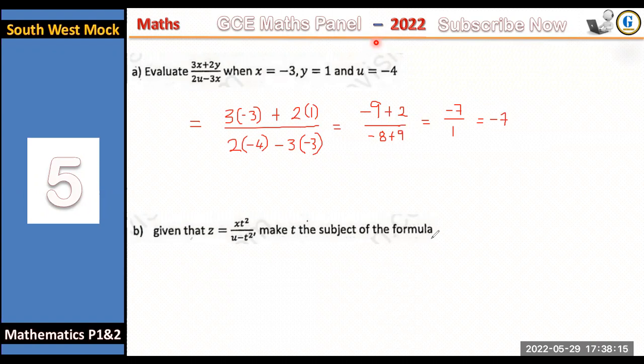Now B, given that z equals (x t squared) all over (u minus t squared), make t the subject of the formula. Oh, this one is sweet. So we start by cross multiplying, right? So z times all of this. So we have z times u, so we have zu, minus z t squared.